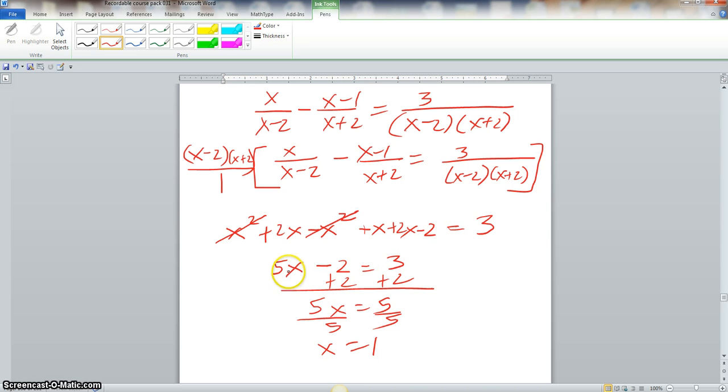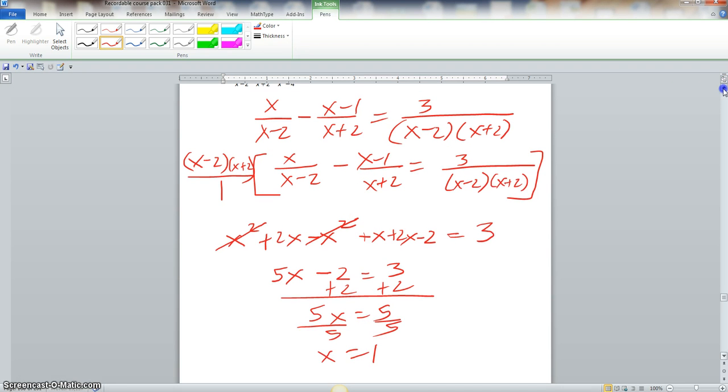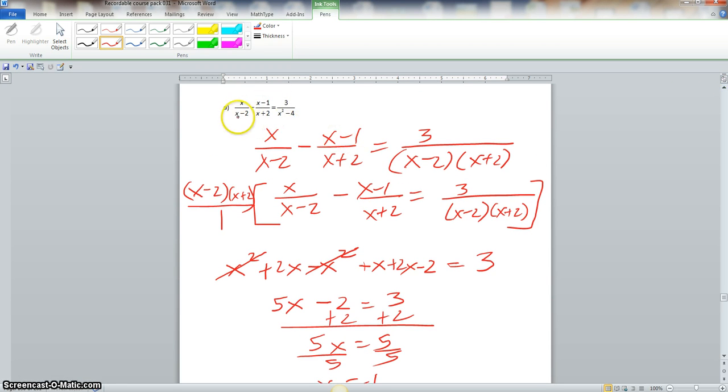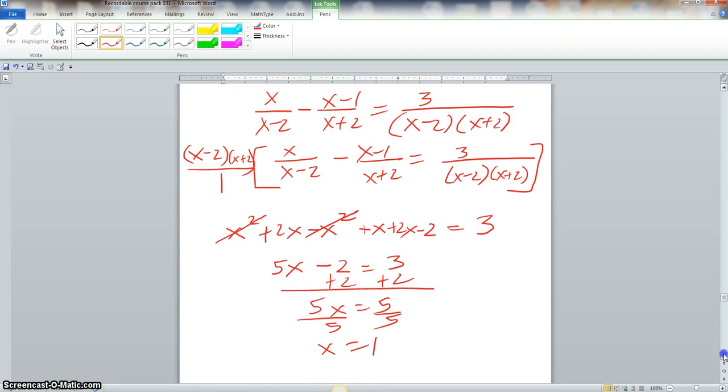Now, we have to get x by itself, so we will add 2 to both sides. And we will have 5x is equal to 3 plus 2 is 5. Now we divide each side by 5, and x is equal to 1. And when you look at the denominators of your original problem, 1 does not make any of these denominators equal 0. So our final answer here would be 1.